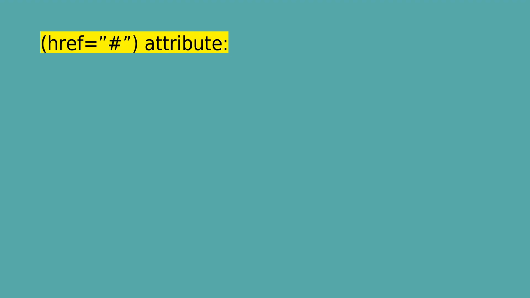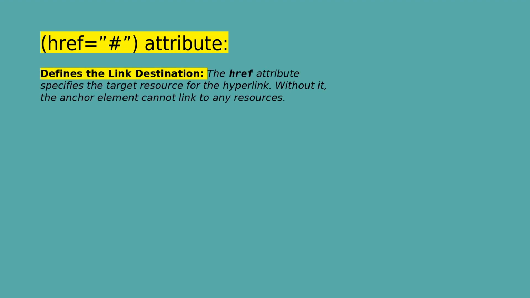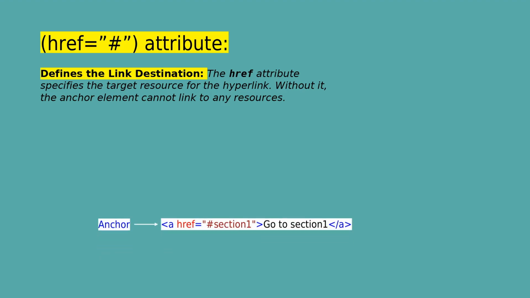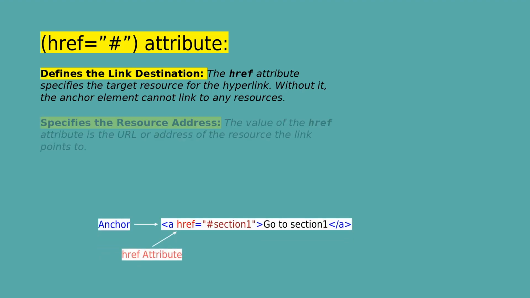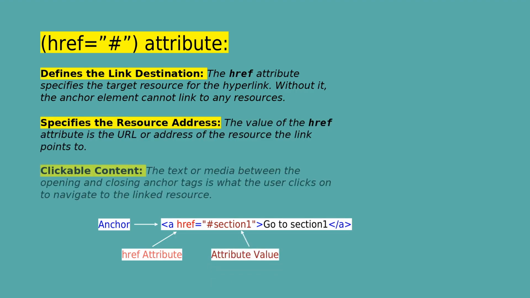So why do we add this attribute? It defines the link destination for the hyperlink. Without it, the anchor element would not be able to link any resources. The value for the hypertext reference attribute is the address of the resource the link points to. The content between the opening and closing anchor element is clickable content displayed to the user. As I said before, it could be text, an image, or a video. When a user clicks on it, it will take them to the target.